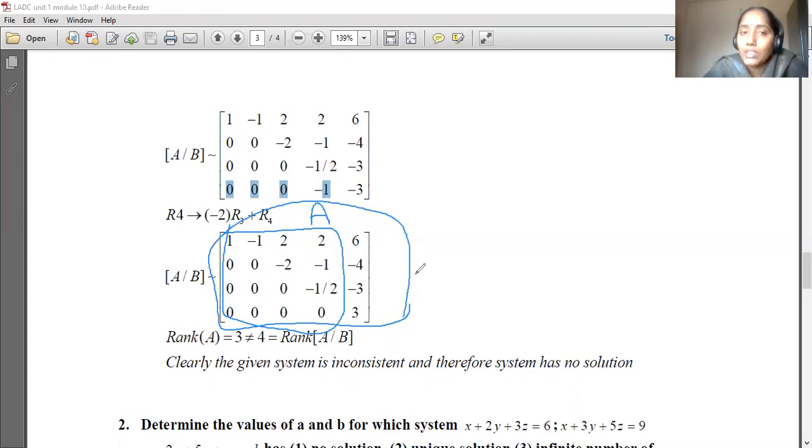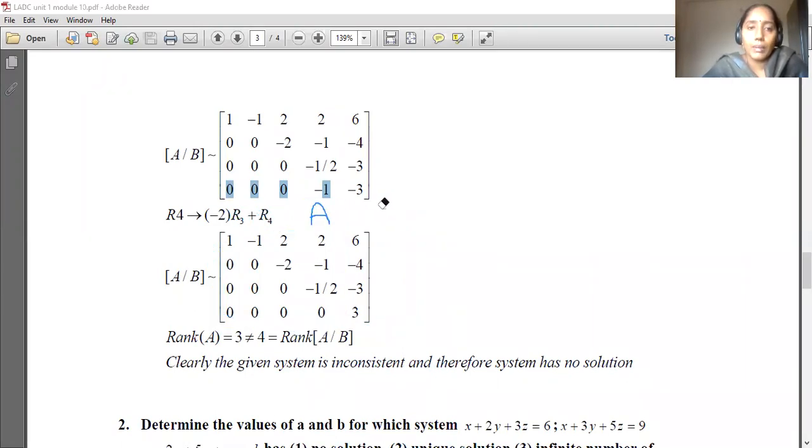Those 4 planes are not intersecting. Maybe those planes are parallel, or maybe those planes are not intersecting. All the 4 planes are not intersecting. One may intersect with the other, or the second with the third, or the third with the fourth. But all the planes are not intersecting at a point, not even at a single point. That is the geometrical meaning of that solution.